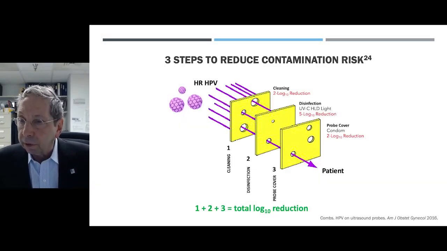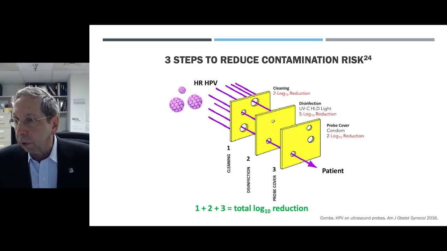So again, this is a so-called Swiss cheese model of medical errors. You see that all the holes have to line up to lead to a medical error, or in this case, a patient infection. Three steps to reduce contamination risk: cleaning, which removes 2 to 4 logs of organisms; disinfection, high-level disinfection, removes 5 to 6 logs. We've taken the lower numbers here.